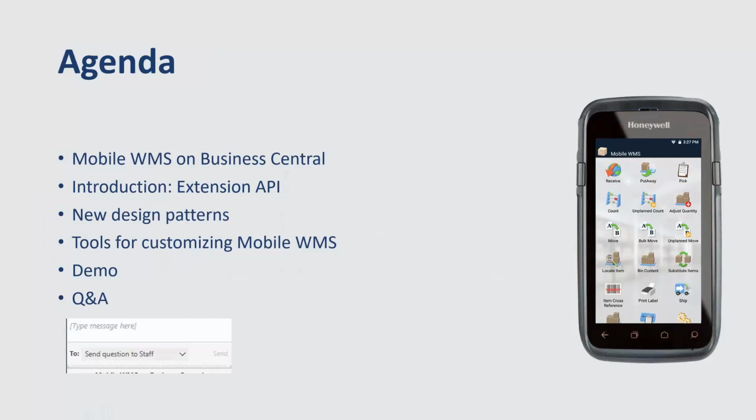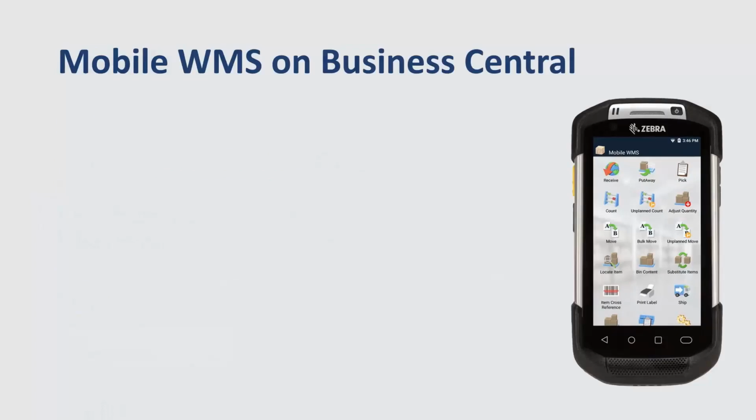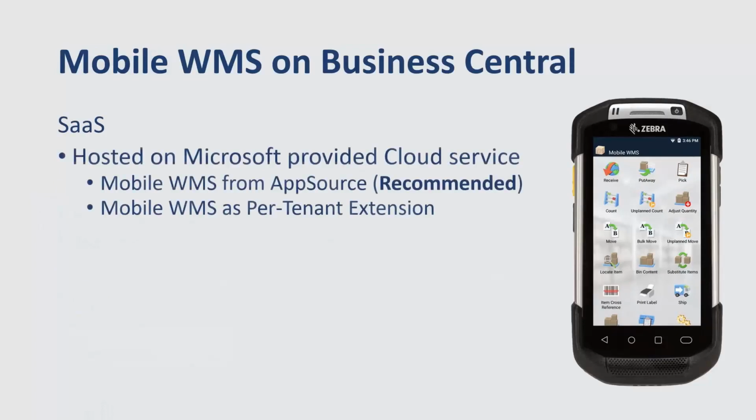So let's get started by looking at our current offerings for Business Central on-prem and SaaS. For SaaS, we recommend that you install mobile WMS from AppSource. This version you can click and install and then customize it by extending the mobile WMS base app using integration events or by creating new document handler codeunits for new modules.